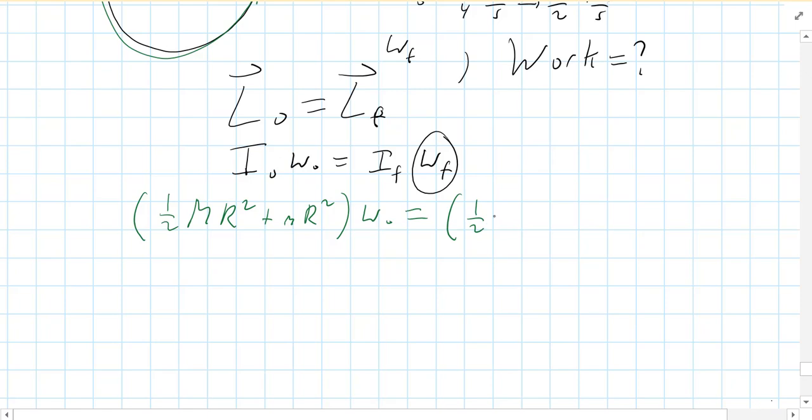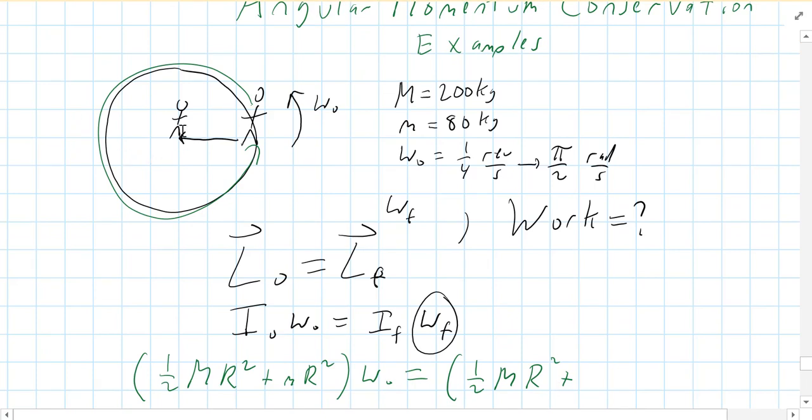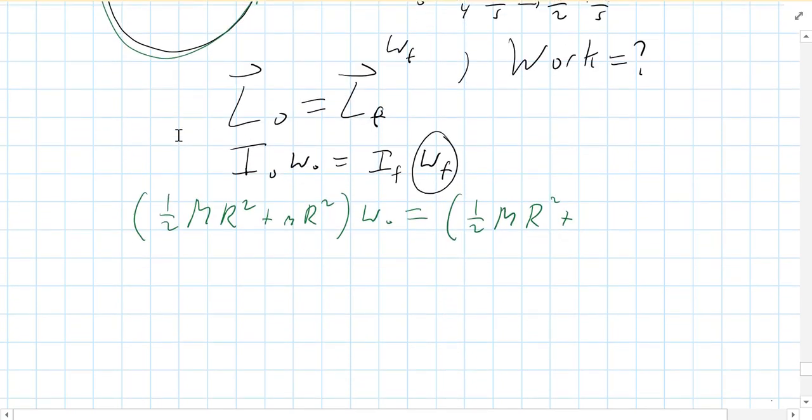Afterward, you still have the same merry-go-round, so the moment of inertia of that doesn't change. Now at this point, when you get to the center, your radius is basically 0. So for all intents and purposes, the moment of inertia of you is 0. And then that's going to be times our omega final.